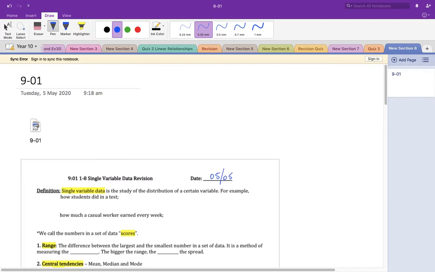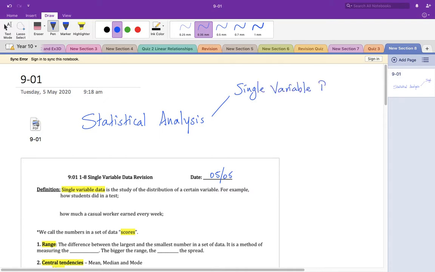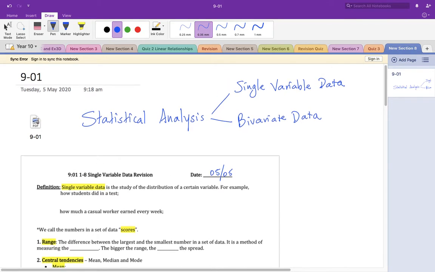So we're starting a new chapter. It's called Statistical Analysis, if you wanted to make a title page. And I'm sorry if there's any background noises. There's construction going on in my area. So it's statistical analysis, and there are actually two parts. We're doing the first part first. So the first part is single variable data. This is the first section. Second section is called bivariate data. Bivariate data. So if you want to make a title page, this is the time for you to do so.